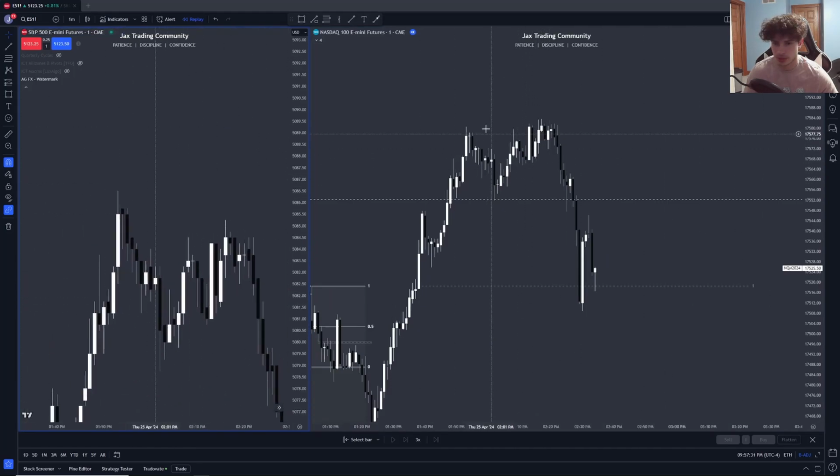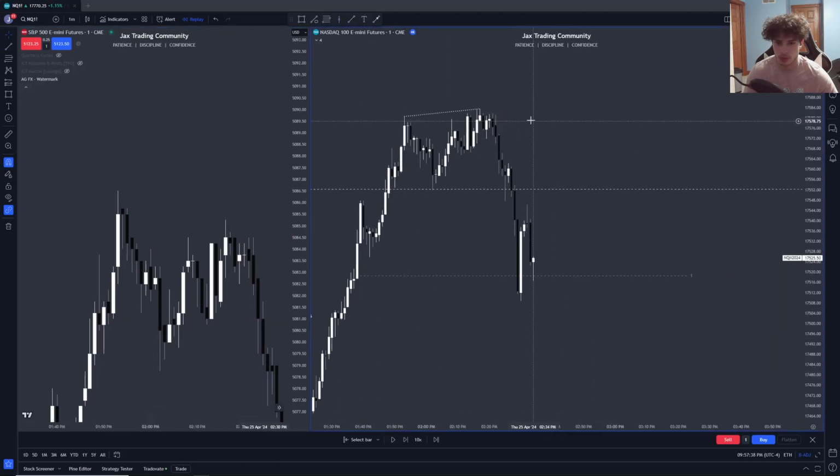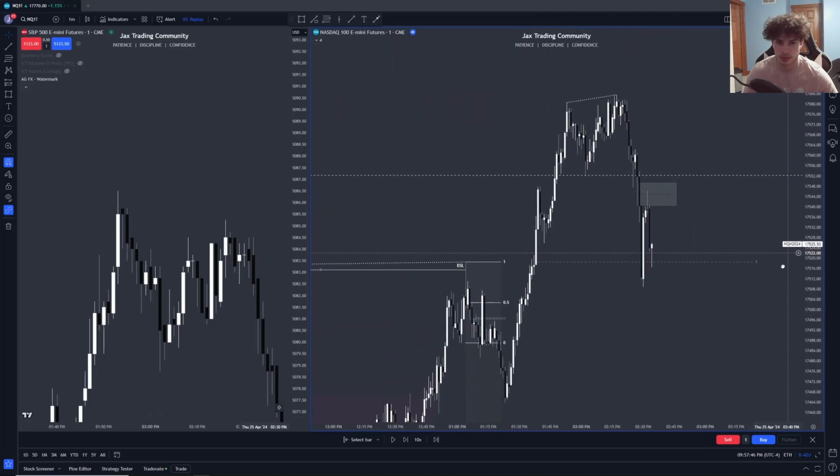But let's look at some setups here. So number one, we do have an SMT up here. Also, first retrace to the first fair value gap. Here's your fair value gap. Here could be your entry.